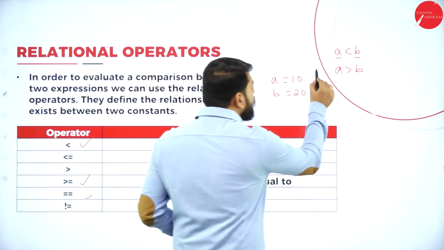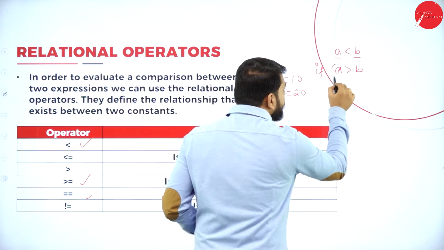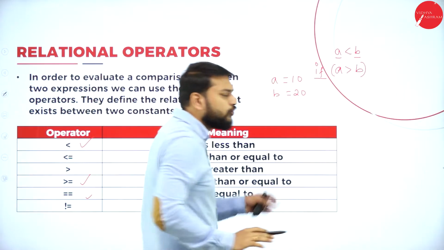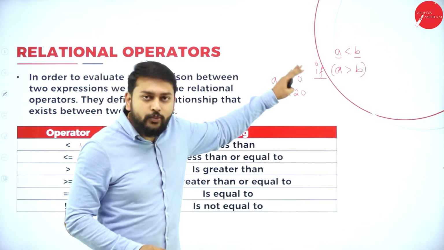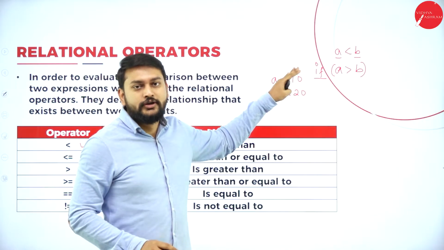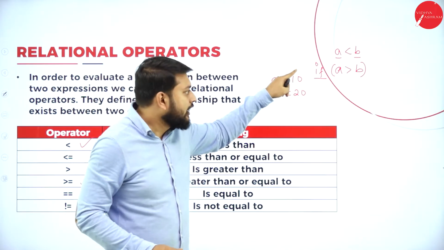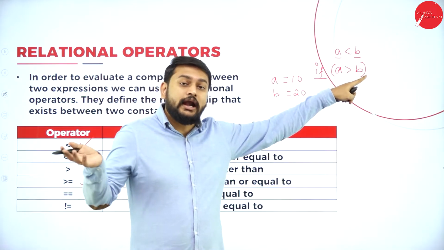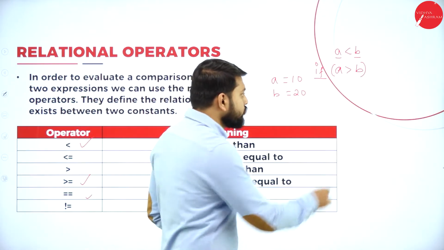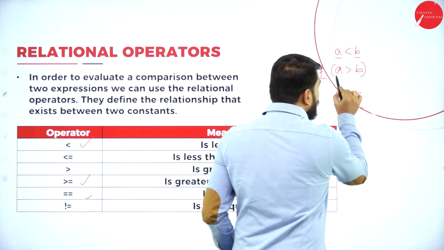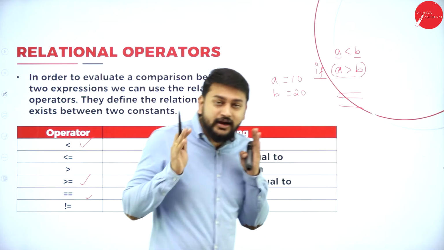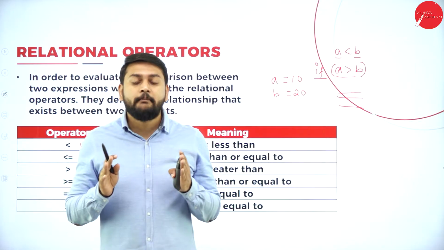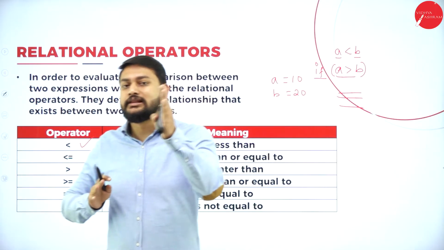I have something called an if condition. Right now you don't worry about this. I will be explaining that in the coming session. For now, just think that if A is greater than B, you do something, and then I will tell. So what am I doing here? I'm comparing two variables. Is A greater than B?